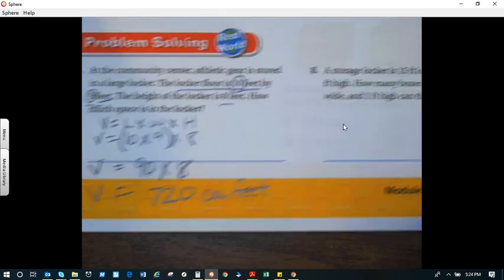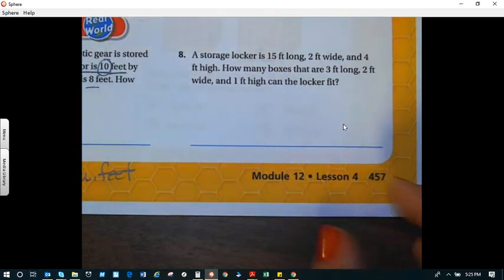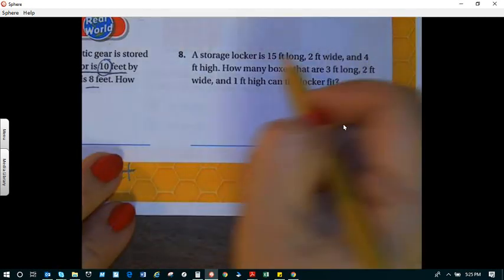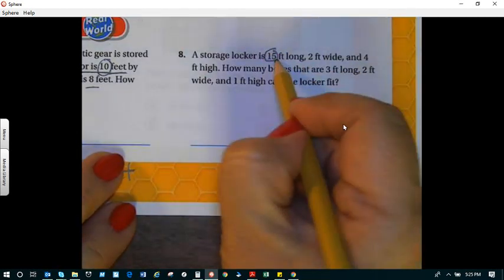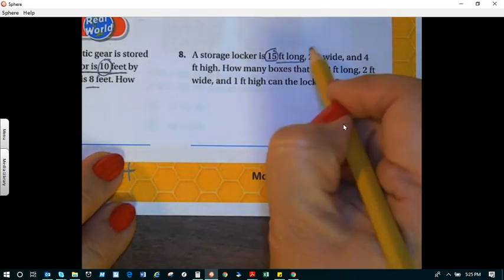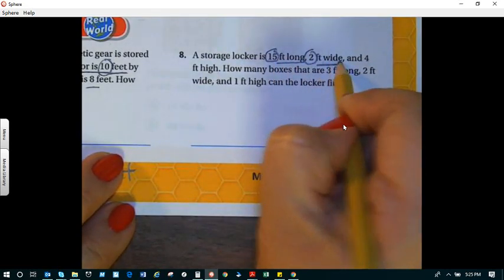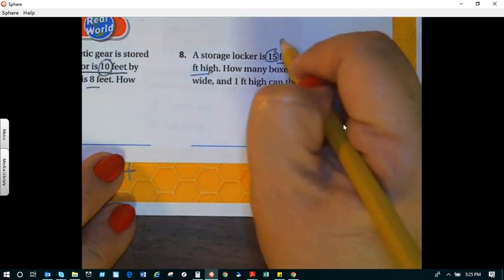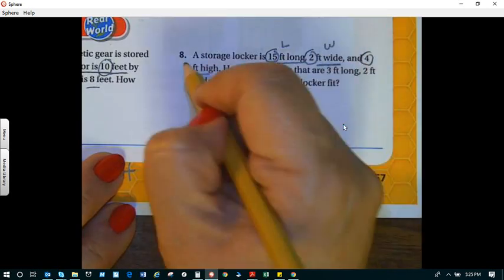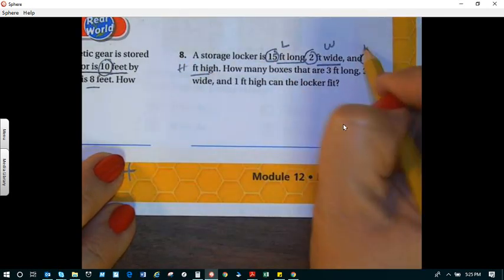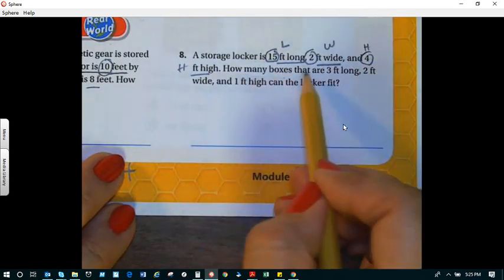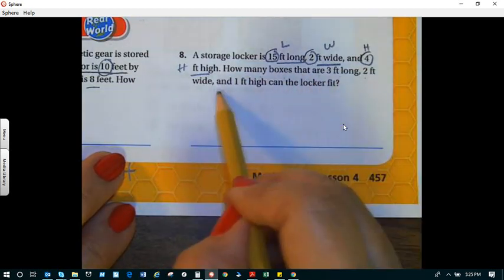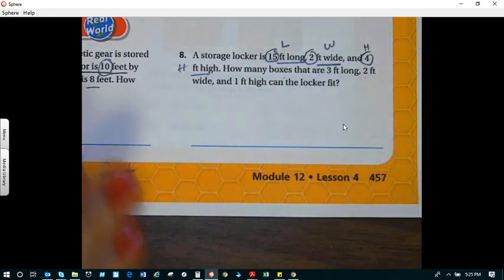If you did number 8, I'll go over that so it all stays on the same page. A storage locker is 15 feet long. Circle my 15, underline 15 feet long. Circle my 2 feet wide and 4 feet high. That's how tall it is. So I have length, width, and my height. I'll put my H over there. How many boxes that are 3 feet long, 2 feet wide, and 1 foot height can the locker fit?